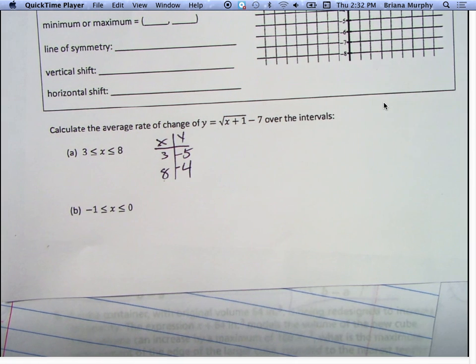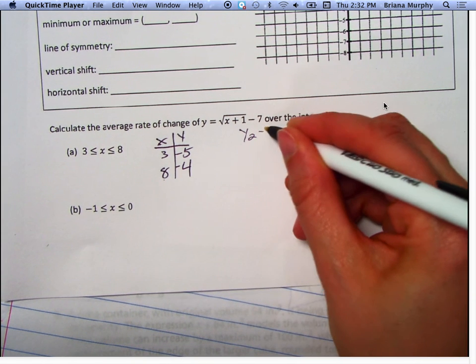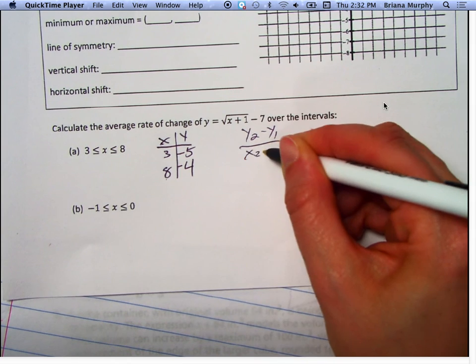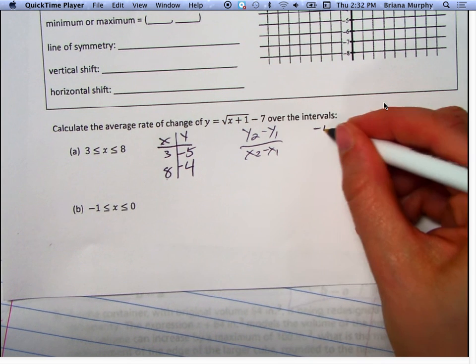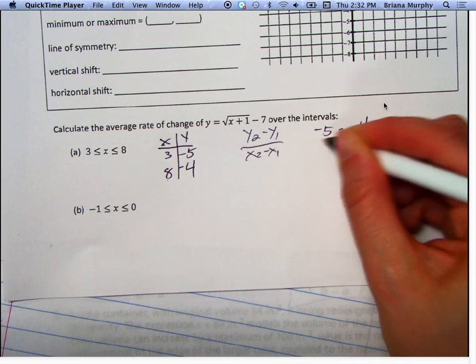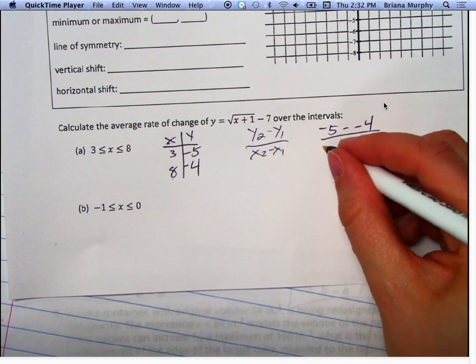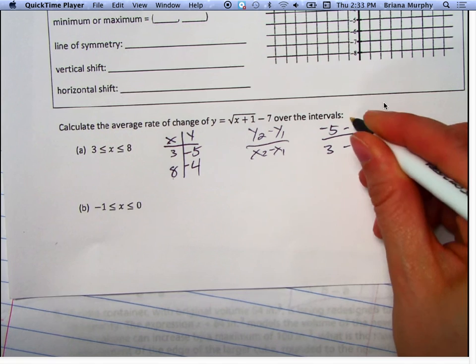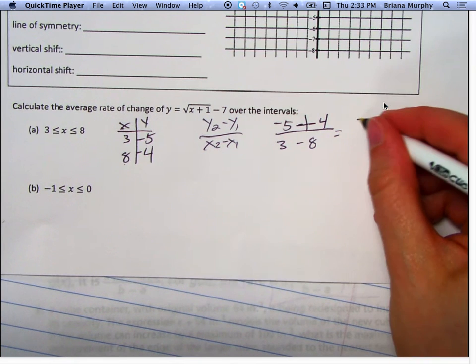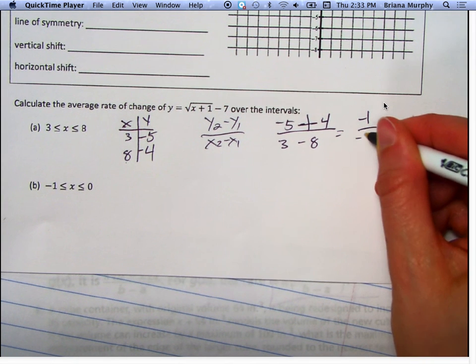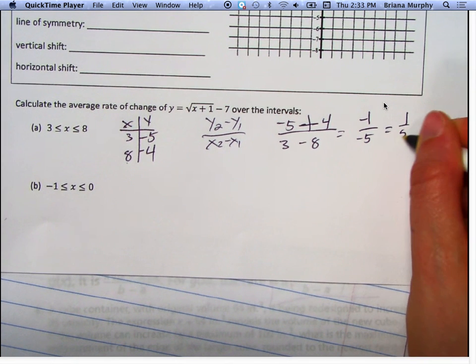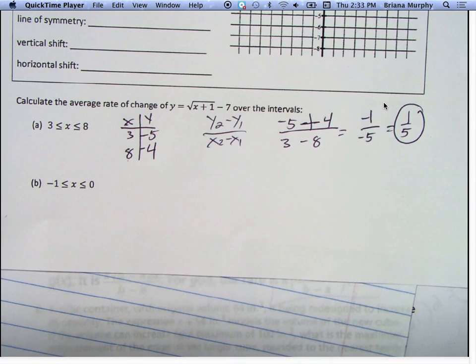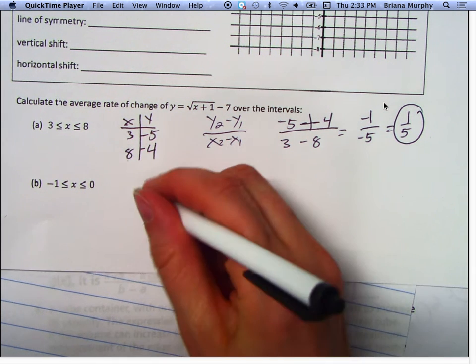Now I'm going to use this information with slope. So that's like y2 minus y1 over x2 minus x1. Negative 5 minus a negative 4 over 3 minus 8. These become plus. I get negative 1 over negative 5, which is 1/5. That's my answer. It doesn't matter. Okay, next we're going to do the same thing.